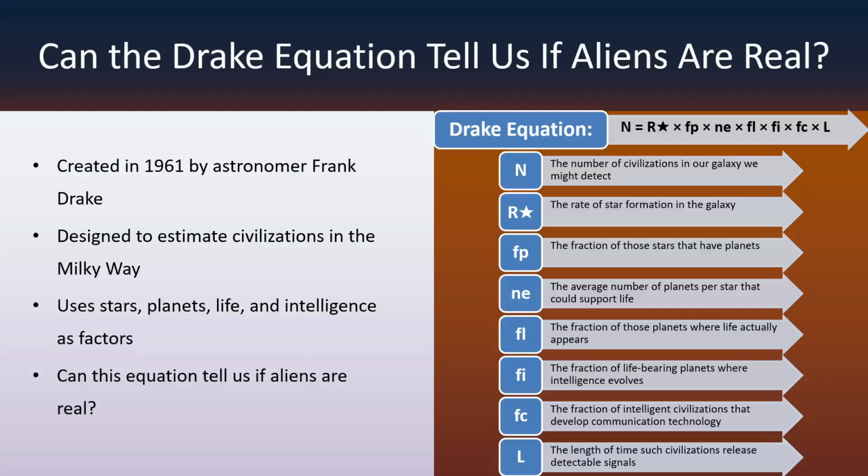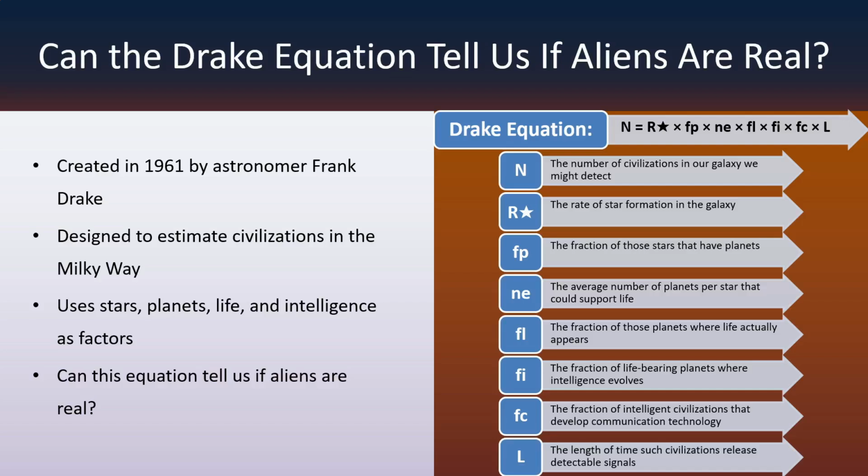Can the Drake equation tell us if aliens are real? Are aliens real? The Drake equation is a scientific formula that uses math and logic to estimate the answer to one of humanity's biggest questions. How many alien civilizations might exist in our galaxy right now?